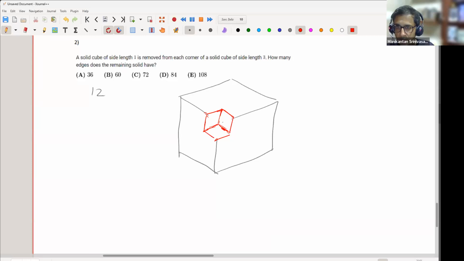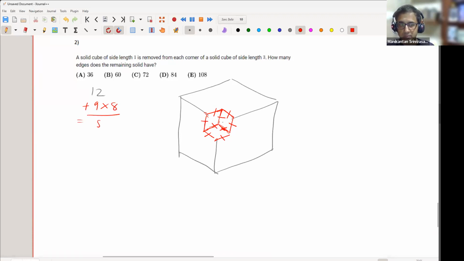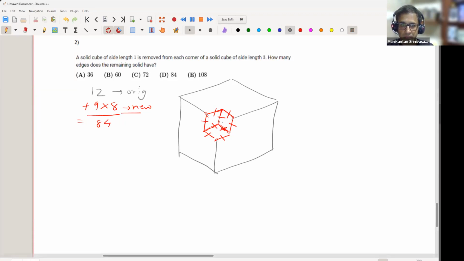Now, at every corner, how many red edges? Let's count. 1, 2, 3, 4, 5, 6, 7, 8, 9. There are 9 new edges introduced in every corner. And how many corners does a cube have? 8 corners. So the total becomes 84. These are new, and these were the original ones. Does it make sense, guys?